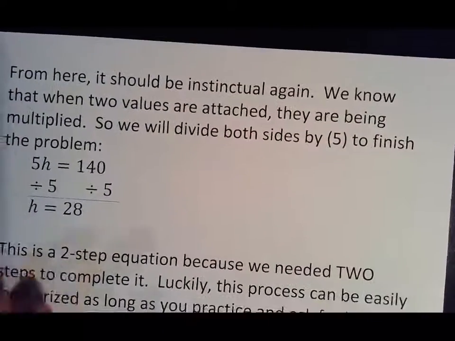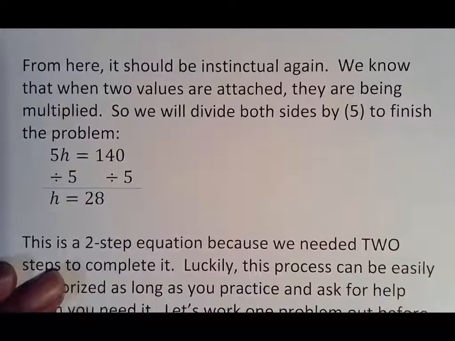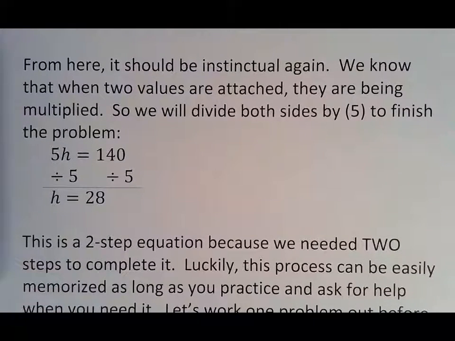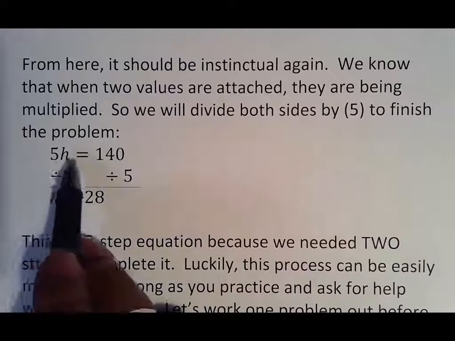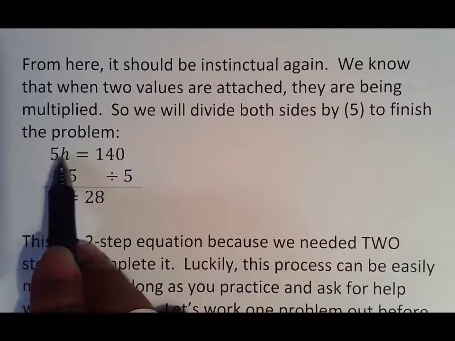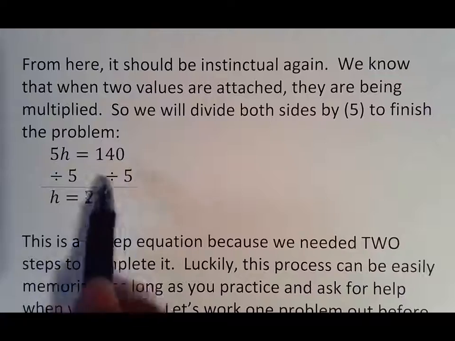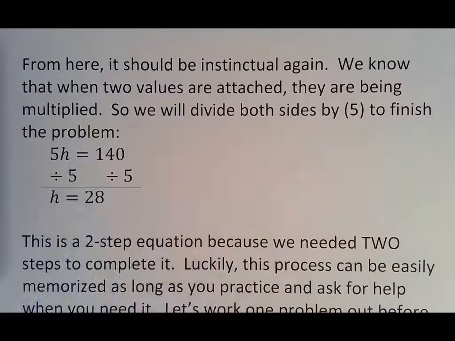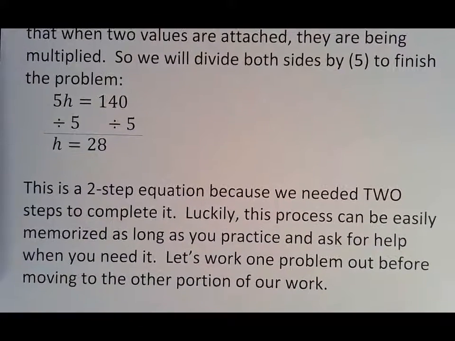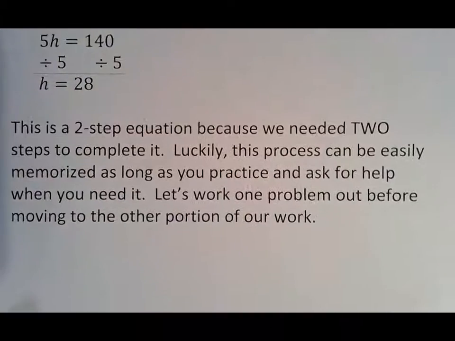So from there, it should be instinctual again. We now know that when the two values are attached, they are being multiplied. So we will divide both sides by 5 to finish the problem. So again, if it was 5h equals 140, that's 5 times 8. So we learned divide by 5, divide by 5. Dividing that gave us 28. So that's a two-step equation because it took 2 steps to complete it. That's what a two-step equation means.